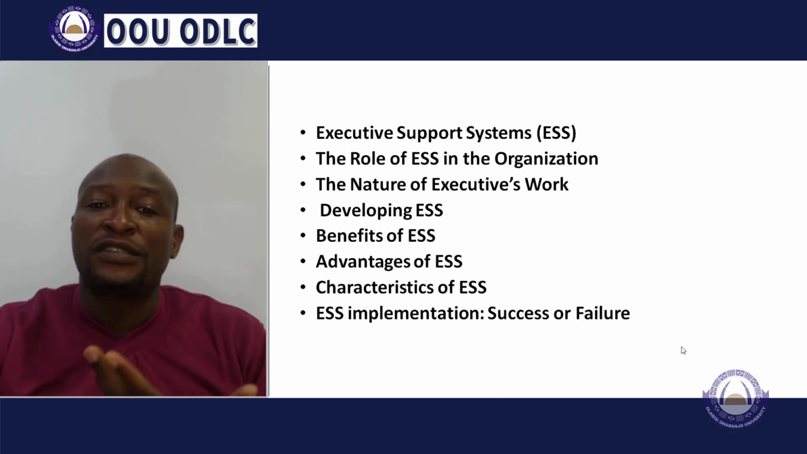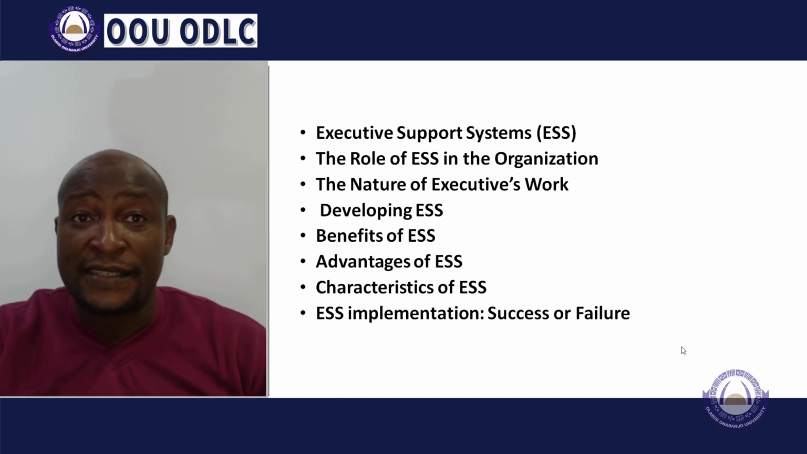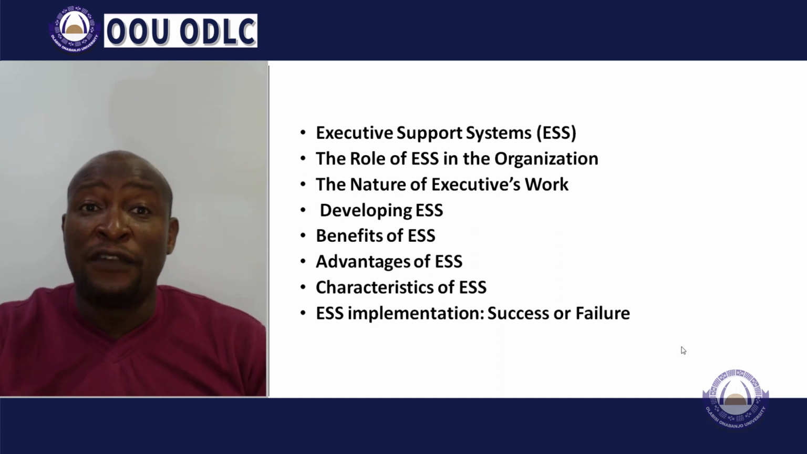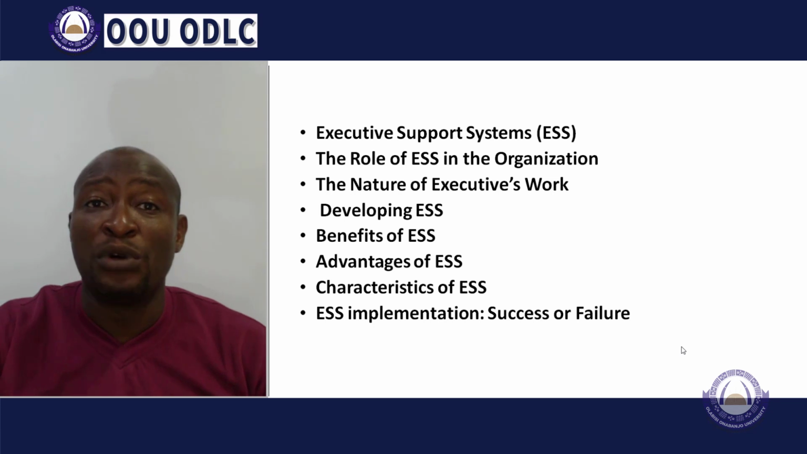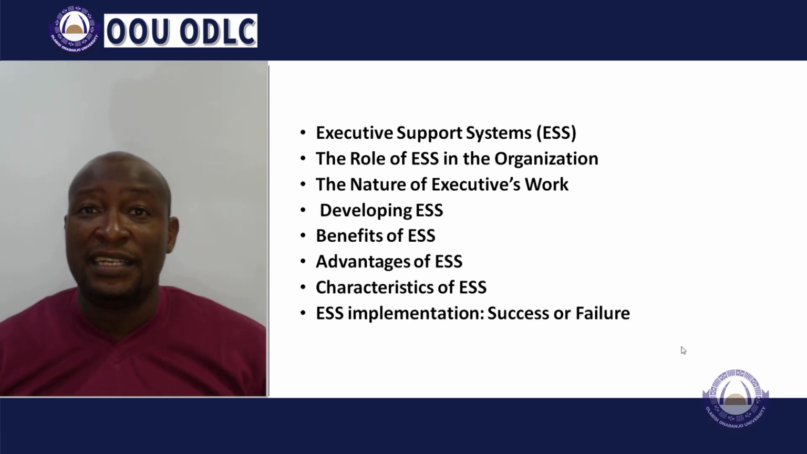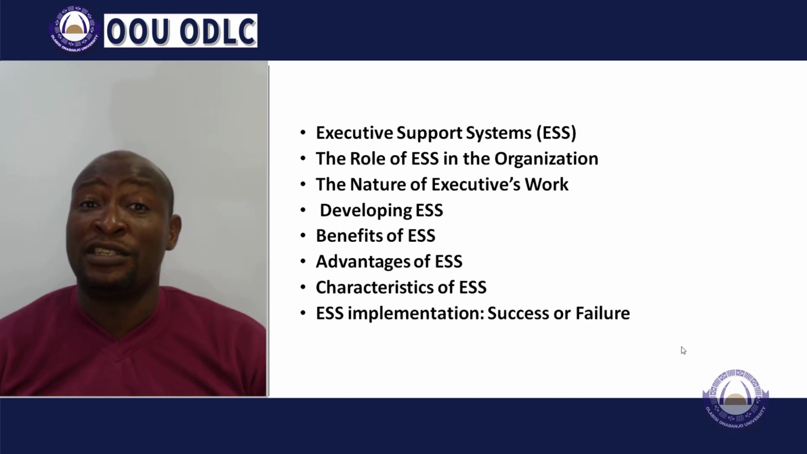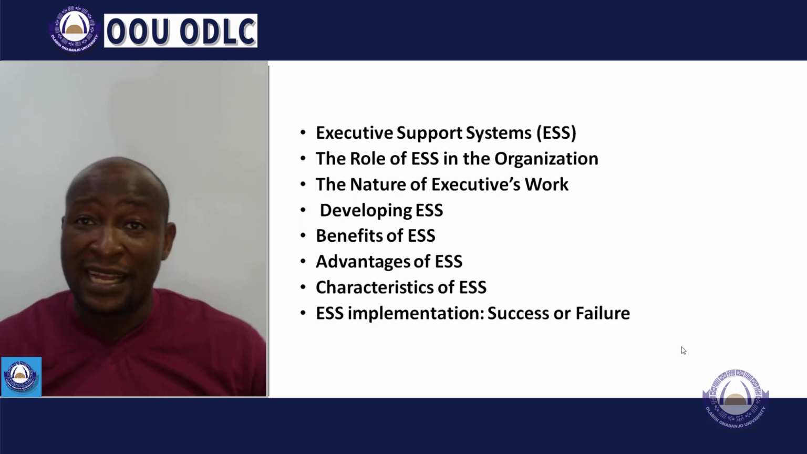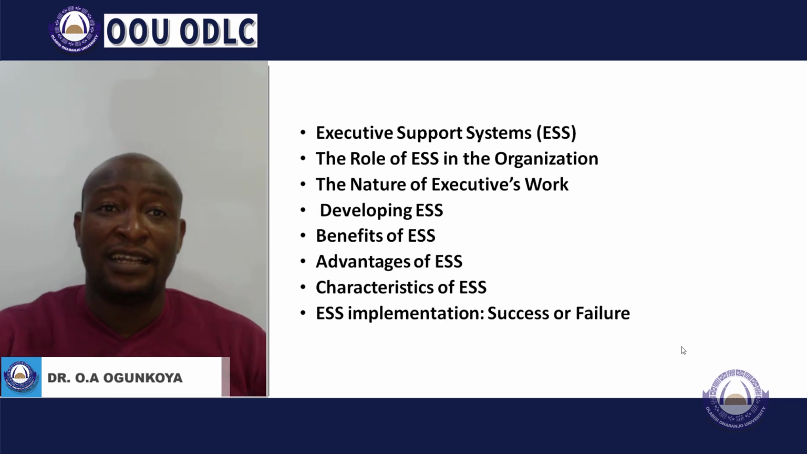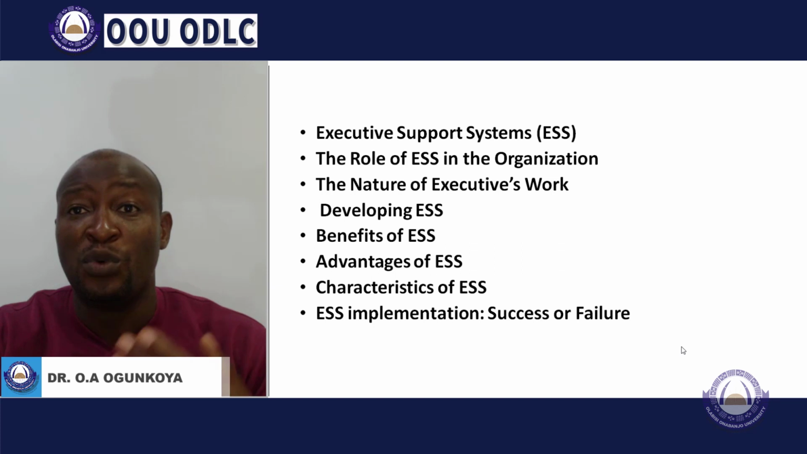So what is the nature of executives' work? Basically, managers' roles are divided into three categories: interpersonal roles, informational roles, and decisional roles. Interpersonal roles include figurehead, leader, and liaison. Informational roles are the roles of monitor, disseminator, and spokesperson. And decisional roles include entrepreneur, disturbance handler, resource allocator, and negotiator. Most ESS support all these roles for executives' successful working.